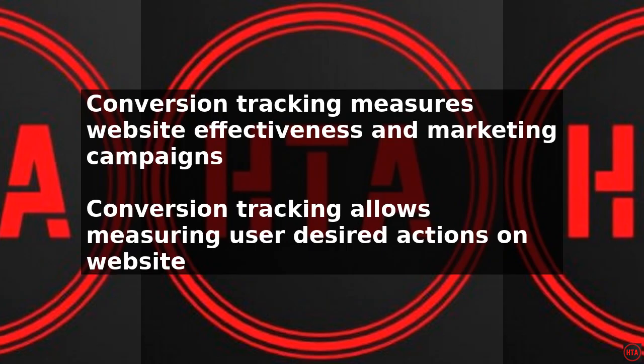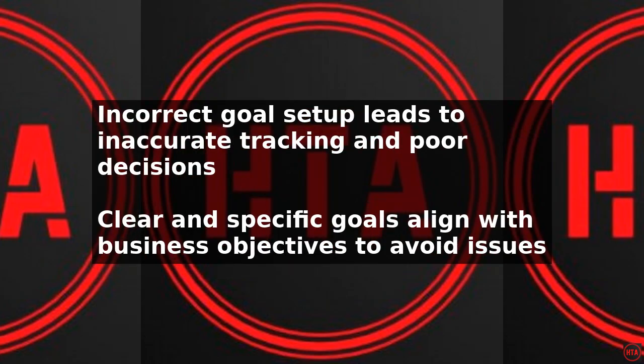First, let's define what conversion tracking is. Conversion tracking is the process of measuring the number of times a user completes a desired action on your website, such as filling out a form, making a purchase, or subscribing to a newsletter. To track conversions, you need to set up goals in Google Analytics, which are specific actions that you want to track.